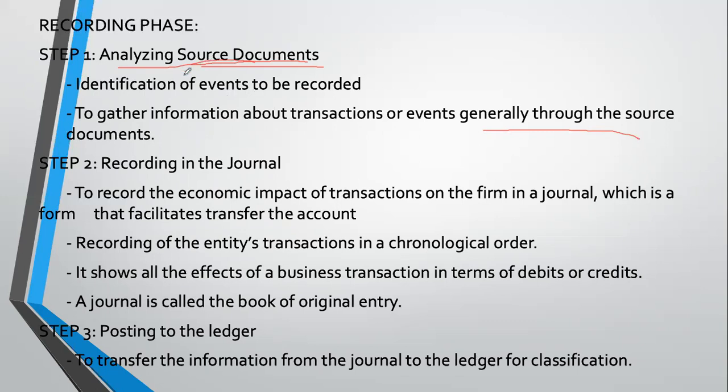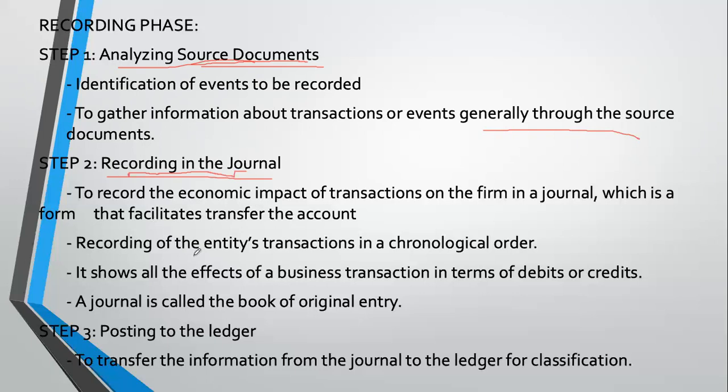After you have analyzed the source documents and identified the accountable transactions, that's the time you proceed to step 2, recording in the journal. This is the time that you will recognize or record the transaction by creating a journal entry, that is, debit and credit. This records the economic impact of transactions on the firm in a journal, a form that facilitates the transfer to the accounts.